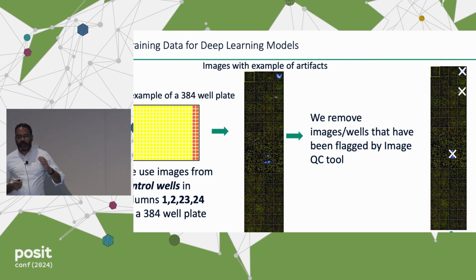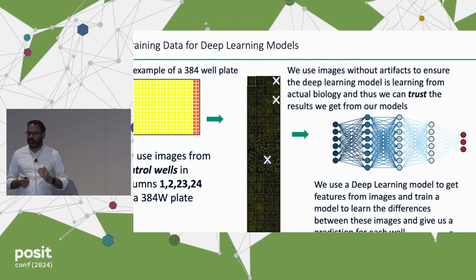As you can see in the middle, these are the images that come out of those wells, and you can see there are some that have artifacts in them. So then we use our QC tool. It marks those images and flags them as it should. Once that's done, we get rid of those images from our deep learning model, then we train it. The main goal of doing this is to make sure that the deep learning model is using really high quality images that have actual biology or changes happening in them and not artifacts. Because again, if they have artifacts, you can't trust the results coming out of these deep learning models.